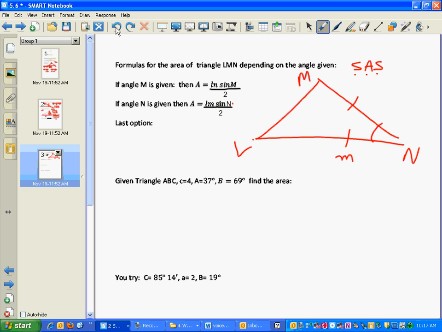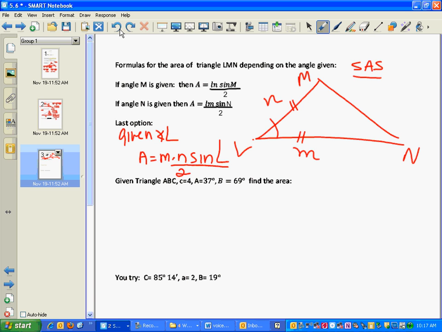And so then my last option is that if I am given, here I was given M and N, so that means I'm given angle L. If I'm given L, then I have to be given these two sides to be able to use side angle side. And we'll say that the area then is equal to side M and N times the sine of angle L divided by 2. So it's a nice little formula to use. You can memorize the formula, or you can go through the process of the other 2 examples to find the area. So remember that we want to use side angle side for these formulas.